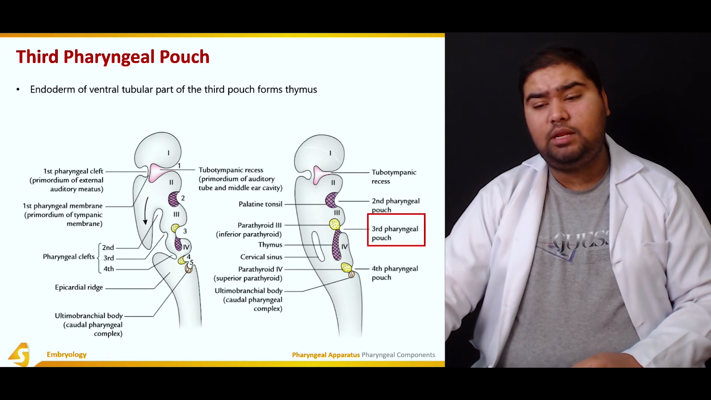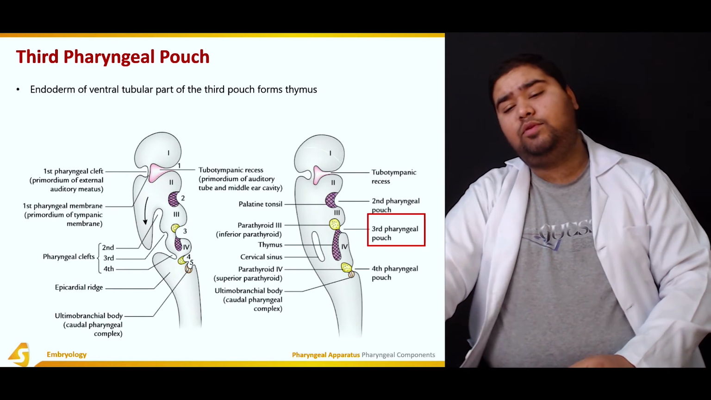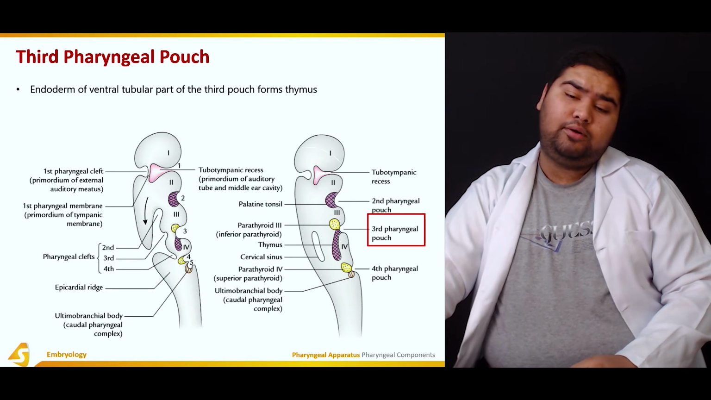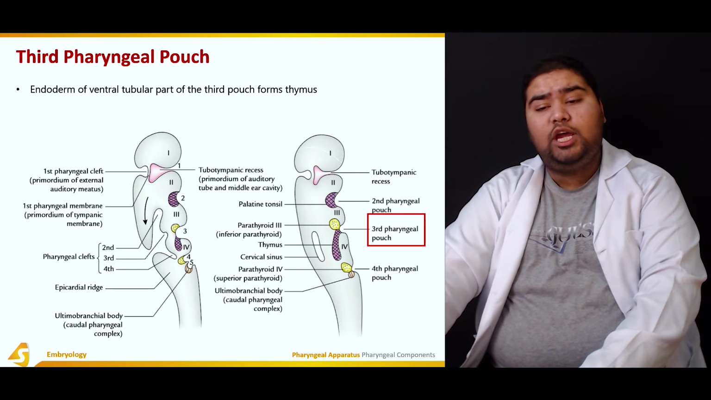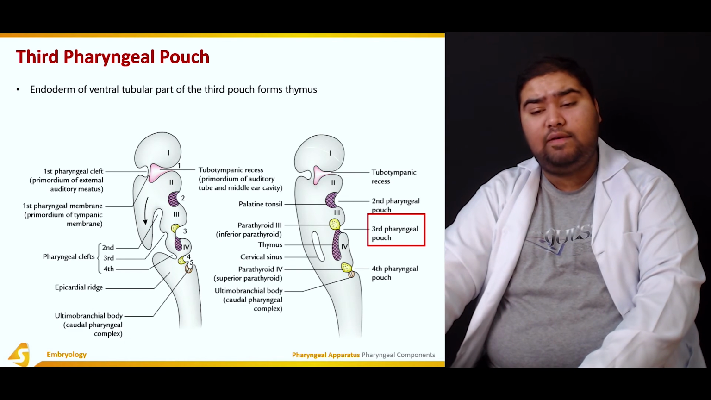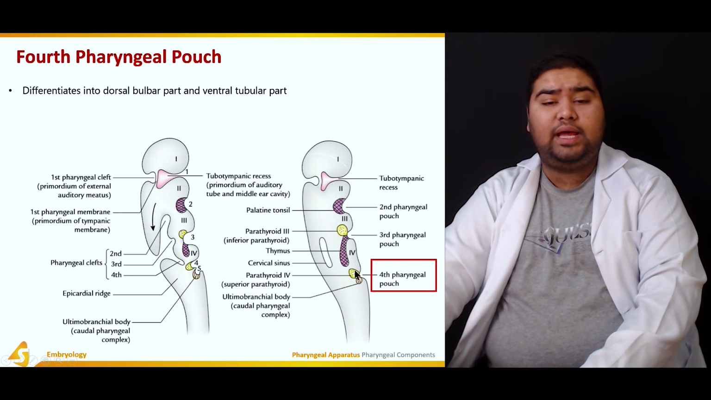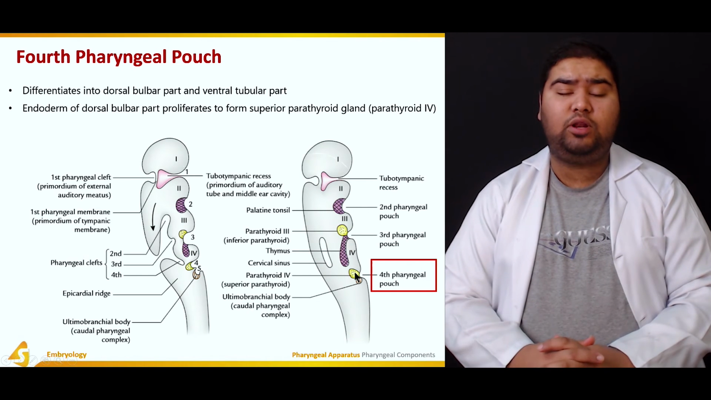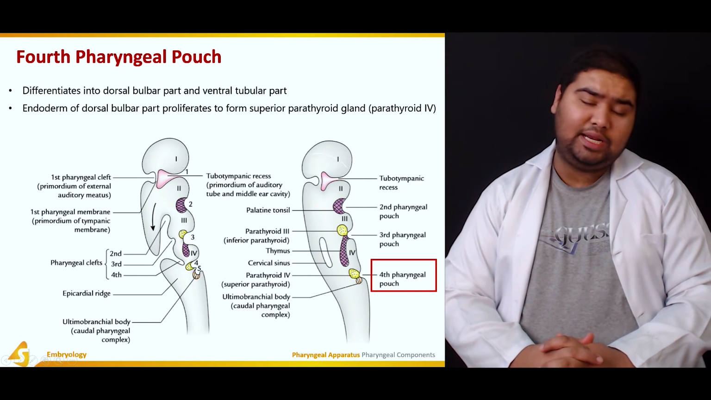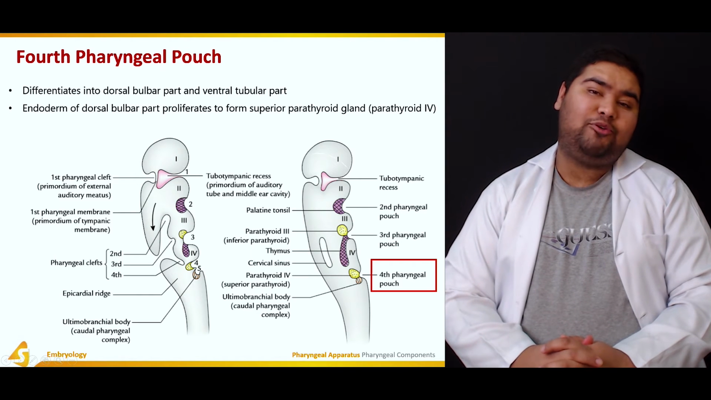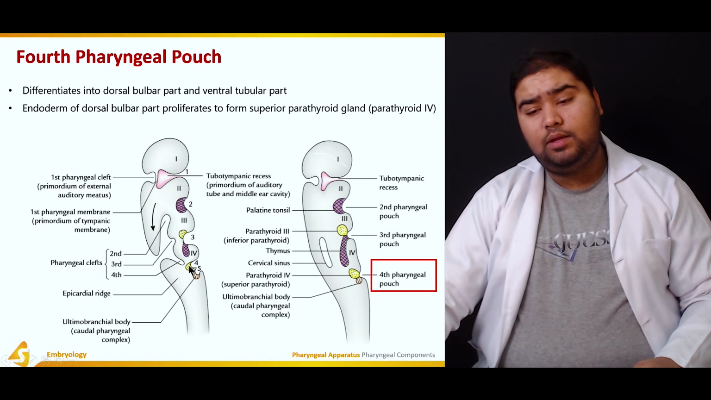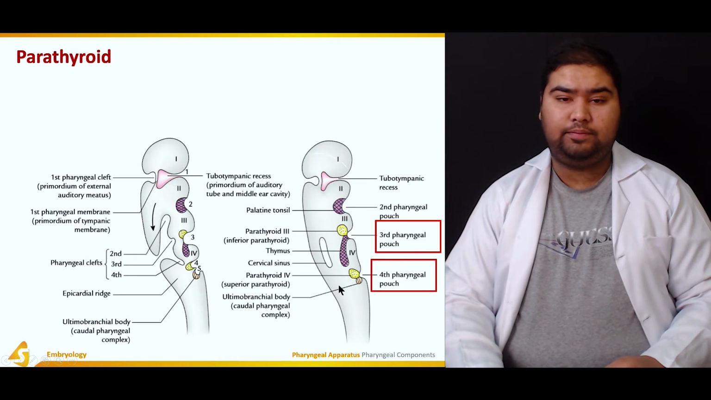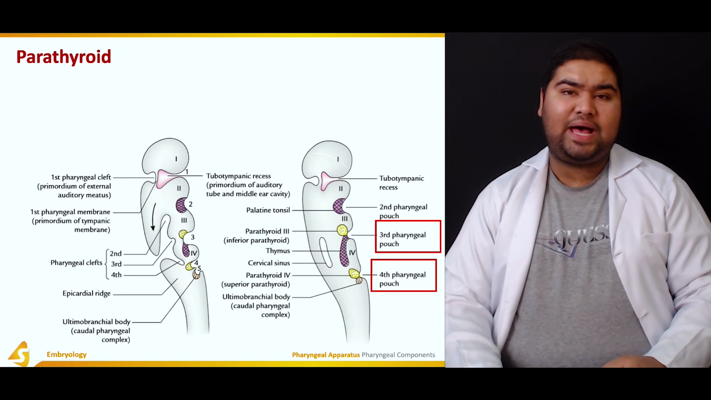Now the fourth pharyngeal pouch lies between the fourth and fifth arch. Let's see what the adult derivatives of the fourth pharyngeal pouch are. It also differentiates into a dorsal bulbar part and a ventral tubular part. The endoderm of the dorsal bulbar part proliferates to form the superior parathyroid gland, which is also known as the parathyroid 4.